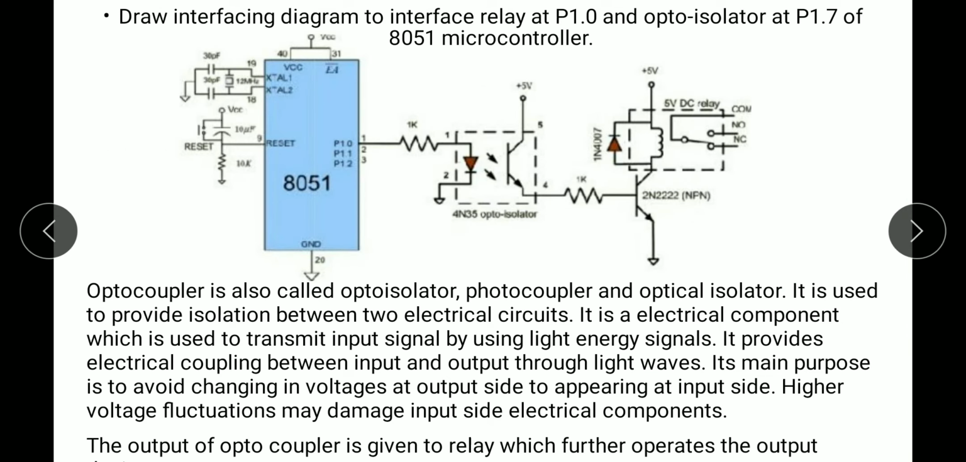After that, draw the interfacing diagram to interface the relay at port 1.0 and an opto isolator at port 1.7. On port 1.0, we have to connect the relay, and on port 1.7, we have to connect the opto isolator. The opto isolator has one transmitter and one receiver present in it, that is the 4N35.